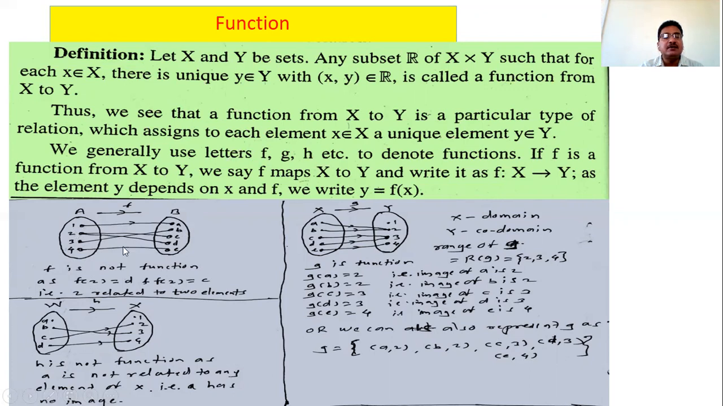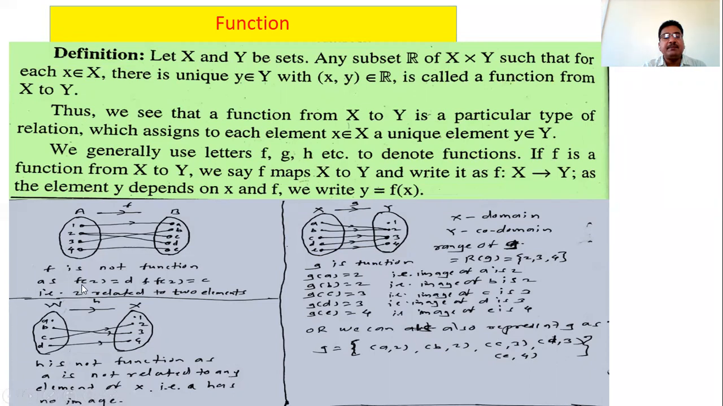So what is the reason that F is not a function? Because F of 2, that is, 2 is related to two elements. And how can we show that 2 is related to D? We write F(2) = D. It means that under the function F, the element 2 is related to D. Under the relation F, 2 is related to D. Now we write F(2) = D, and we say that the image of 2 is D.